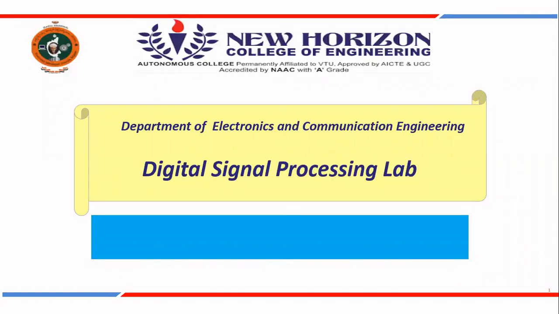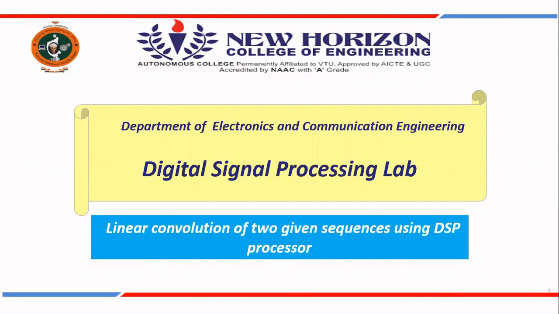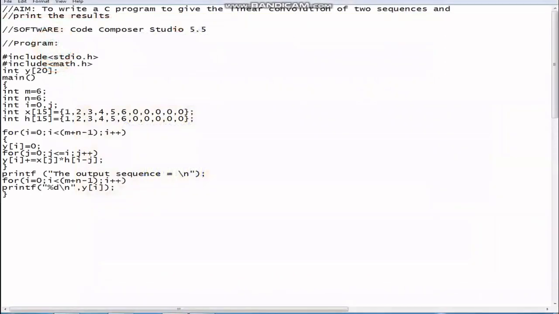Welcome to Digital Signal Processing Lab. We are going to find out the linear convolution of two given sequences using a DSP processor. We are using CC Studio and we are going to write a C code in order to get the linear convolution of two given sequences, and we are going to print the results.